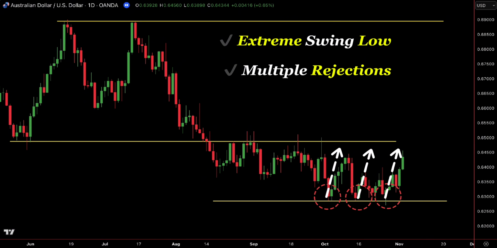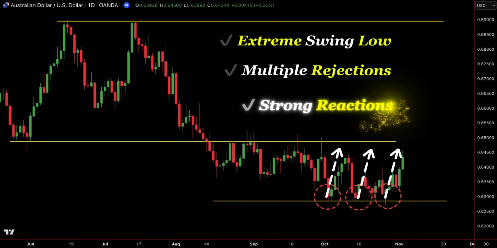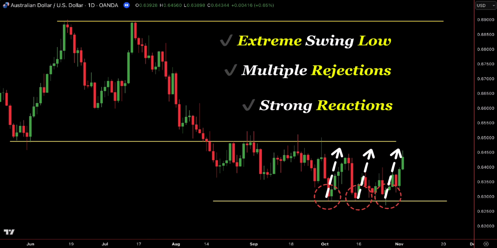That's proof that buyers are active around this level. Strong reactions. Each time price touched this zone, it reversed sharply. Strong rebounds mean strong demand. Clearly visible, just like the earlier levels, this support zone stands out immediately. No overthinking, no guessing. Recently respected. Price touched this level recently, which means it is still relevant for current and upcoming trades.